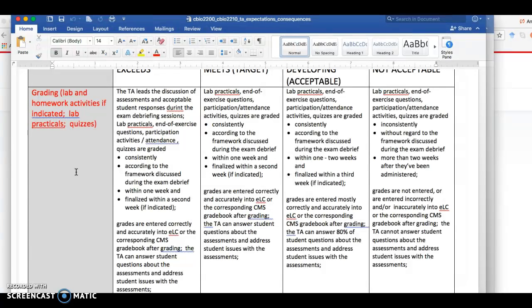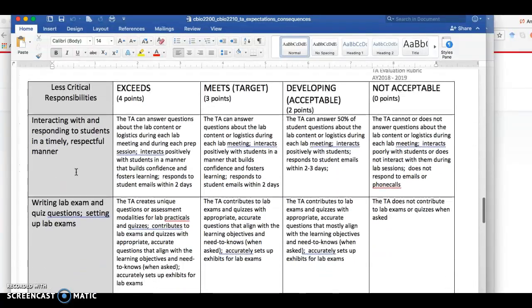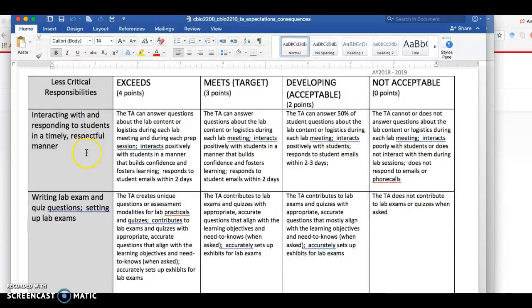This is particularly important because the labs in our class are part of a larger 4-credit class. So the lecture instructors are really depending on you to be accurate and honest in your grading because this impacts the students' overall grades. Now, less critical responsibilities would include interacting with students in a respectful manner.